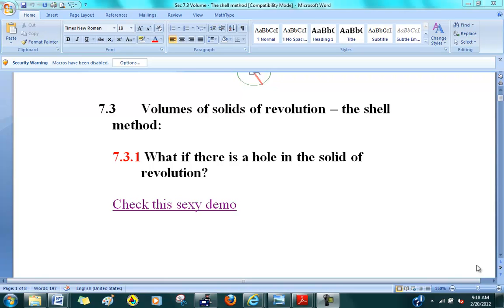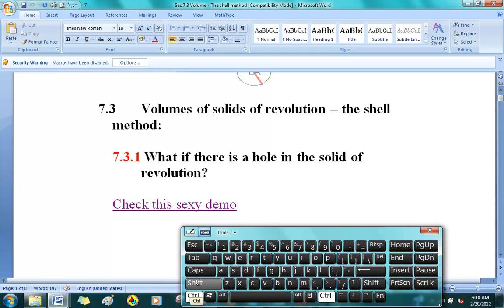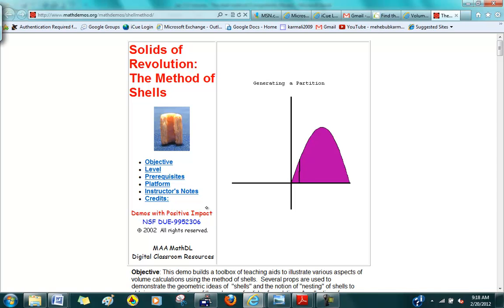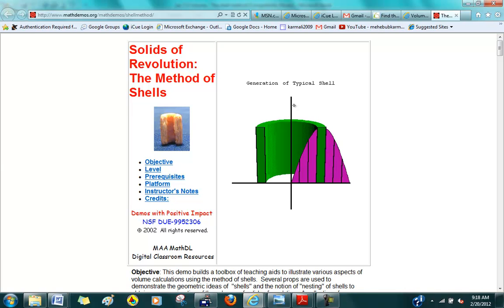Okay, so if you take a look at this video, it'll illustrate what I mean by a hole in there. What you're doing is you've got this planar surface, the purple thing, that's going to be rotated about the y-axis. Just take a look at this video as it's progressing, and you'll appreciate why you get a hole in there.